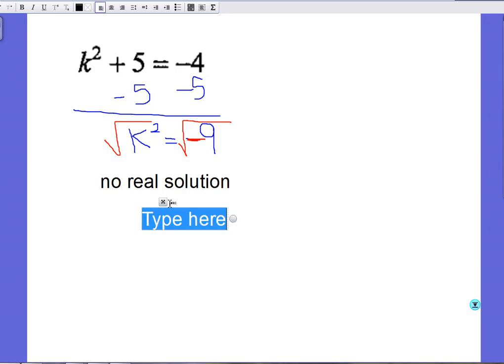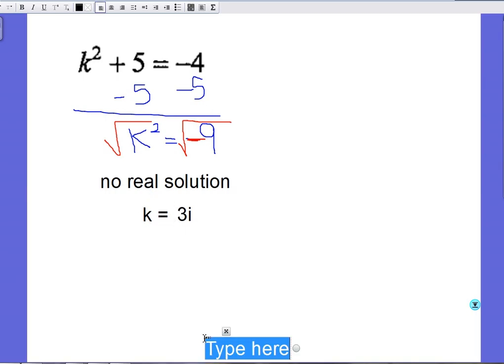If you're interested, the answer is actually 3i. K equals 3i. But that's not a topic for this chapter. All you need to know if you get to a negative square root is that there's no real solution to this question. Okay? All right.